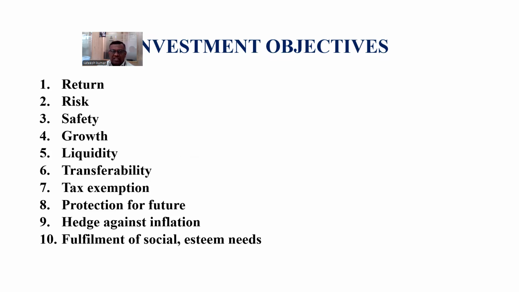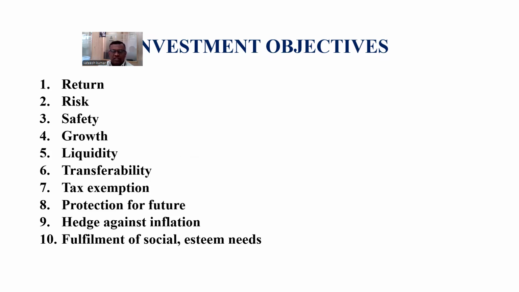The sixth one is transferability: how I am able to transfer without any hurdles or other issues. The seventh one is tax exemptions. Whenever we invest somewhere, we expect it to help avoid taxes under the different sections of the income tax. The eighth one is protection for the future. Investments are generally made with the intention of getting future returns. The ninth one is to hedge against inflation.